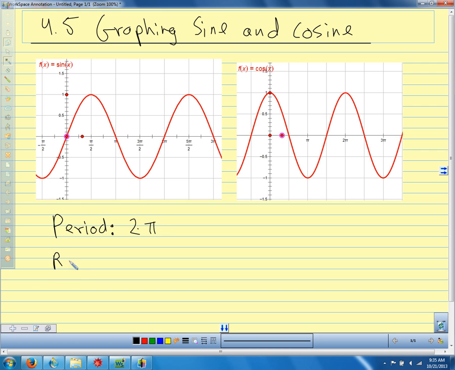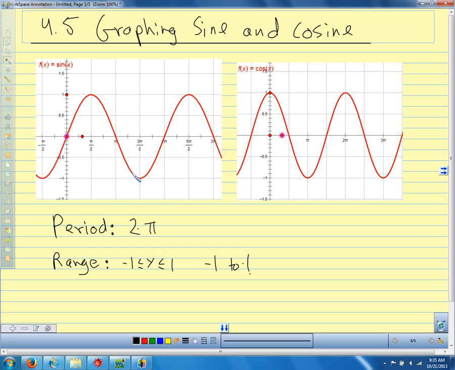Our range. Our range is what for both of these functions? Right? And we can have an equal in there also because sine and cosine equals -1 and +1. So -1 less than or equal to y less than or equal to 1. So we could just say -1 to 1. So that's our range. So we go up here to 1, down here to -1 for both of these.